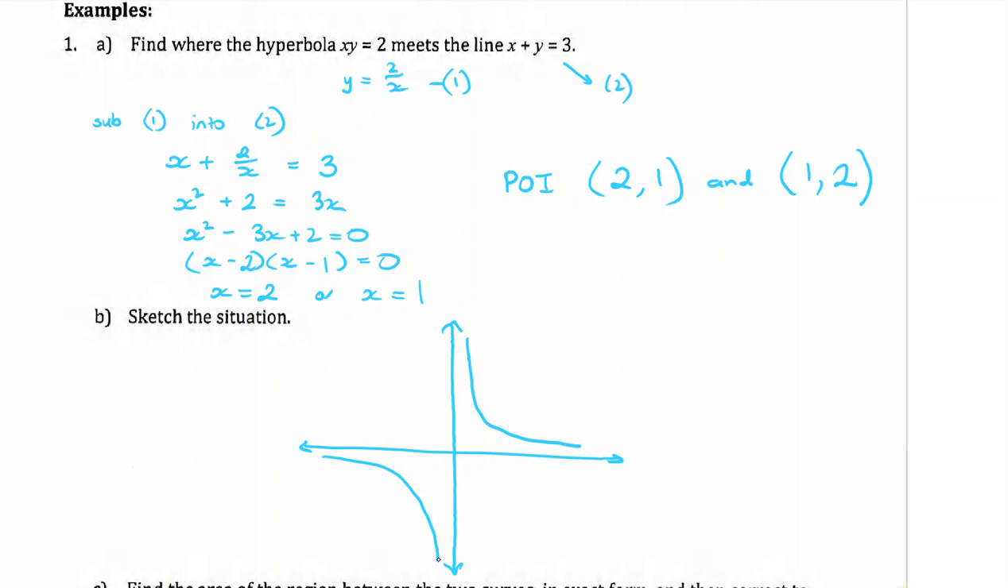We don't really need to. Let's use the points of intersection instead rather than try and find gradients and stuff. Okay? So we know the points of intersection are at 1, 2, and 2, 1. So my line is going to be coming down like that.